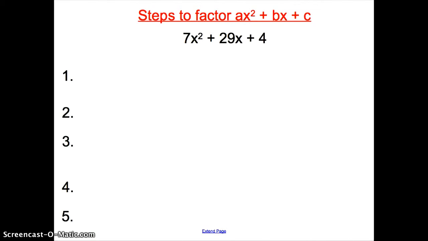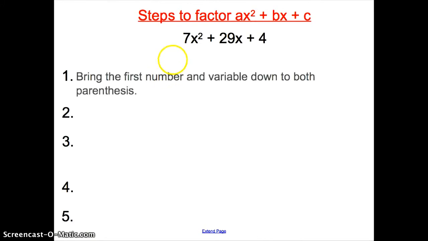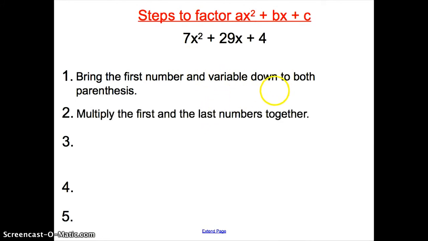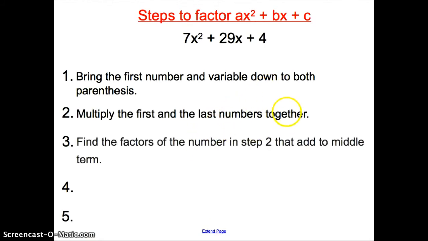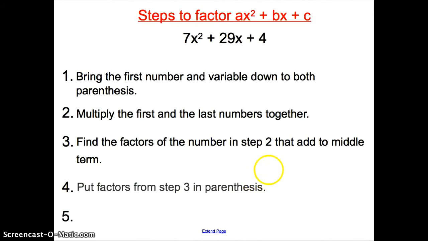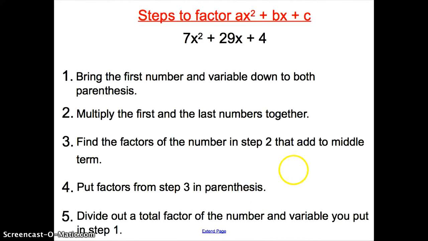Now, these steps that we performed on 7x squared plus 29x plus 4 are going to stay the same for every guy that looks like this. So let's see if we can figure out these steps. Well, what was my first step? I first brought the number down with the variable to both parentheses. Then I multiplied the first and the last numbers together. Then with that number, I'm going to find the factors of the number from step 2 that add up to the middle term. Then I put the factors from step 3 in the parentheses, and then I have to divide out a total factor of the number and the variable that I put in step 1.